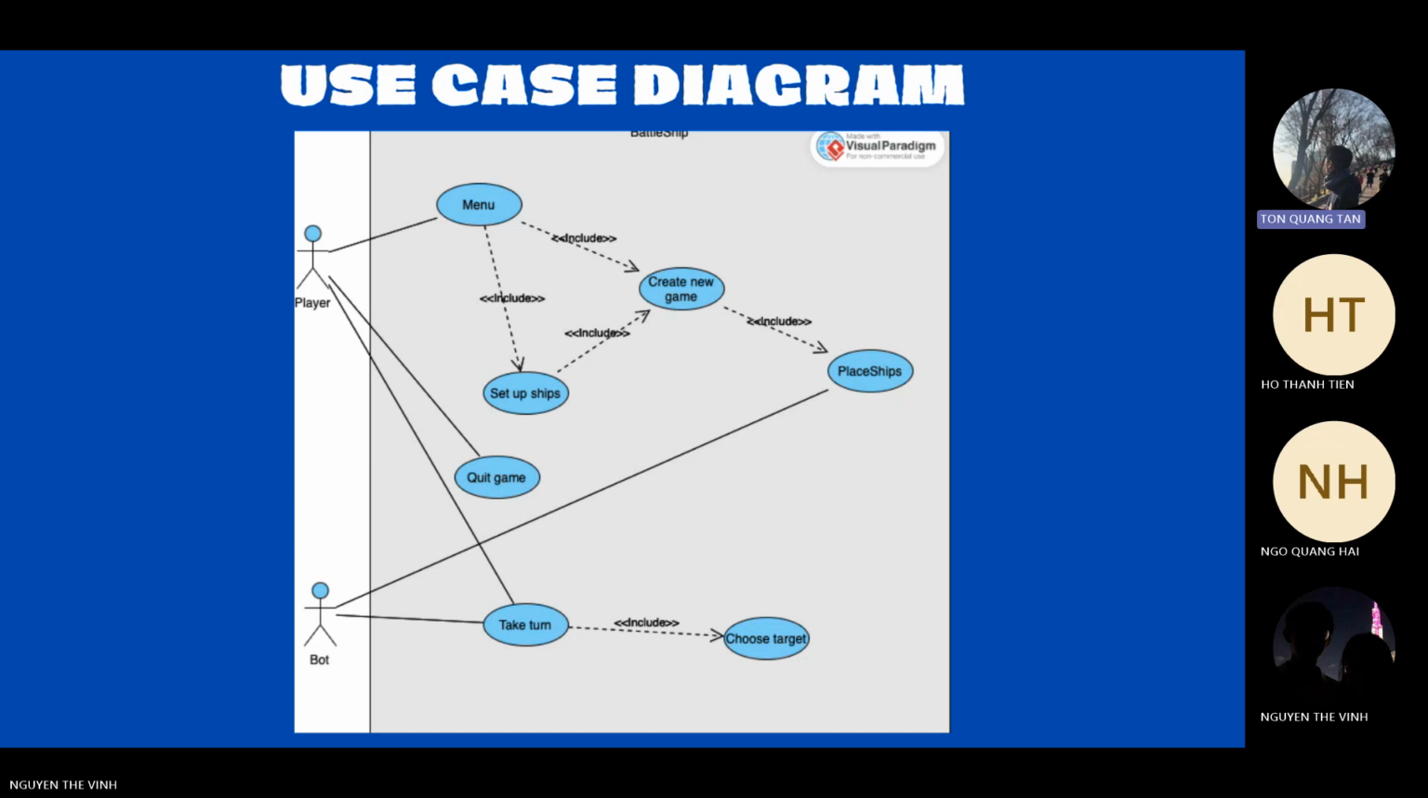Use cases to prepare their fleet. Gameplay alternates turns between the player and the bot through the take turn use case, where each actor selects a target grid to attack using the choose target use case. The game continues this cycle until one side's fleet is destroyed, while the player can exit the game anytime via the quit game use case. And this diagram provides a clear overview of the system structure and flow.